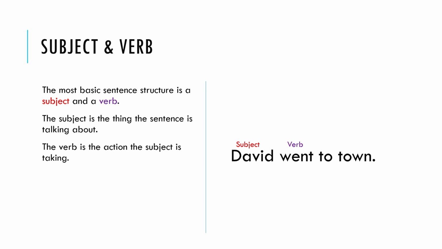Don't worry about the town for now, to town. That's something else we'll get into later. Right now, we just want to identify the subject. The star of the sentence is David. And then the action is the word went. That's your verb.